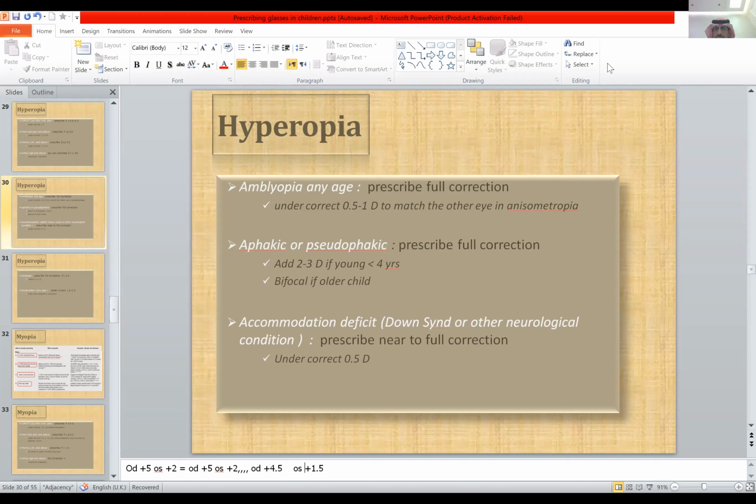Thank you very much. Okay, I think I received many questions, so thank you everybody. We're going to finish here. Okay, the last question, in the case of -10 and plano, I'll give full correction, because this is too much. You have to give full correction.